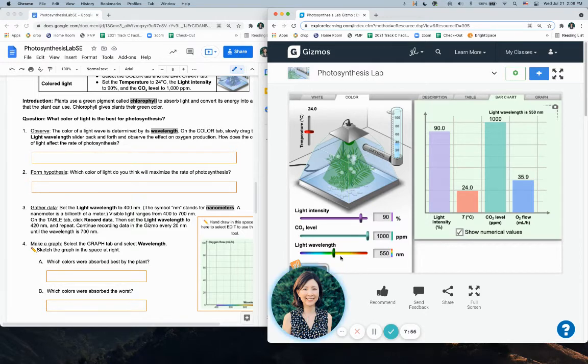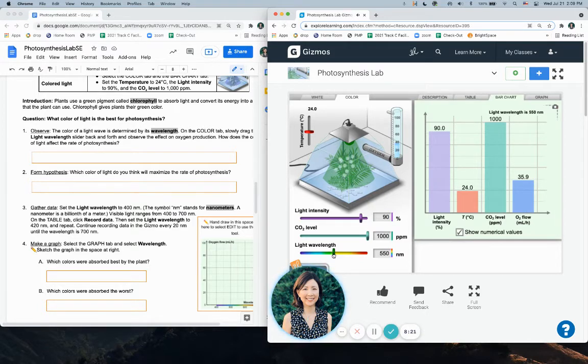All right, so now we are going to move this light wavelength back and forth and see how it affects photosynthesis. Now, how do we know which one of these to pay attention to for photosynthesis? Well, we want to look at oxygen production, because the more oxygen that is being produced, we know more photosynthesis is happening. We know more glucose is being made.